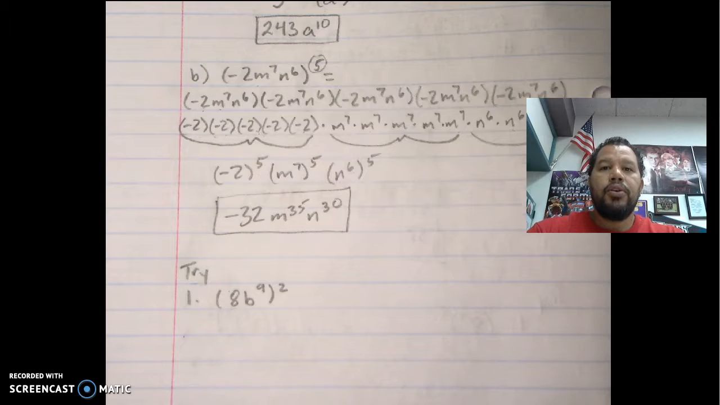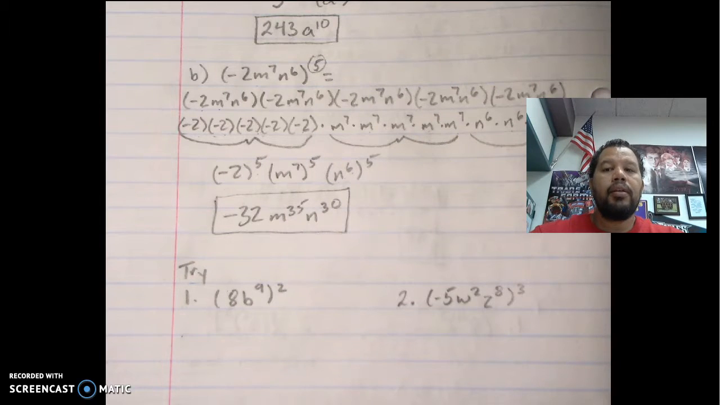So try this one on your own. Use the same rules and try to answer this one. Okay, now let's try this one on your own. Go ahead and figure out the answer for this one.